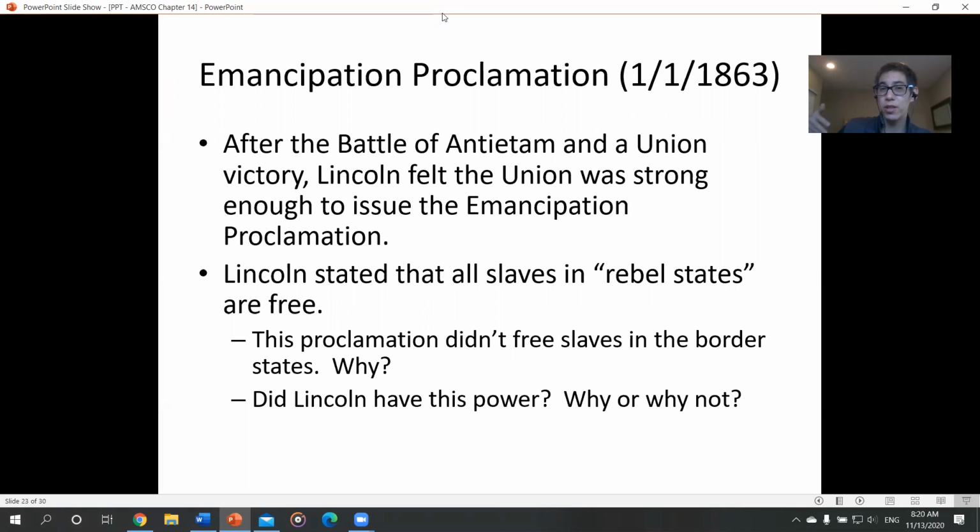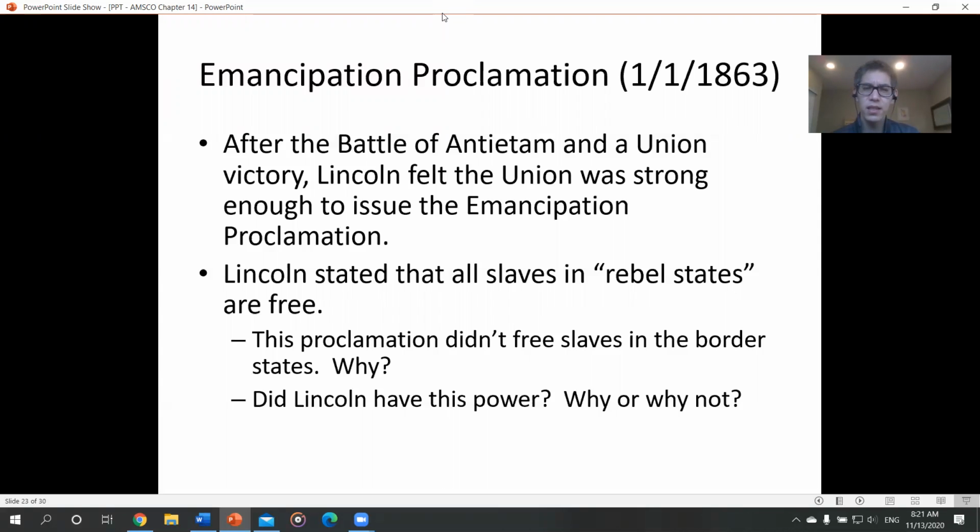The Emancipation Proclamation is a super important document in U.S. history because it is the president of the U.S. saying we are going to free slaves. But caveat number one, this did not free slaves in the border states. Remember, the border states are fighting for the Union. Lincoln needs them on his side. So he doesn't even touch them. So it doesn't actually end slavery in the border states.